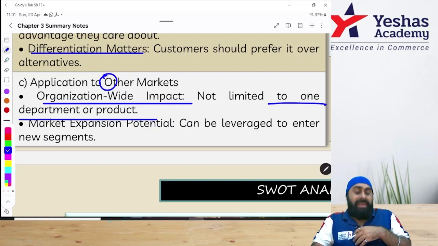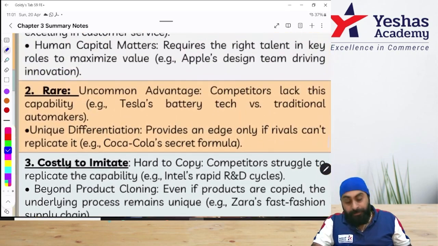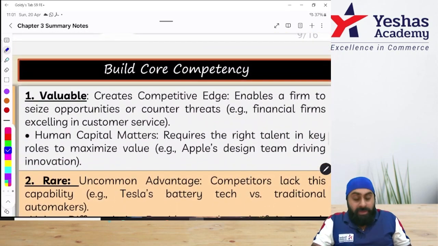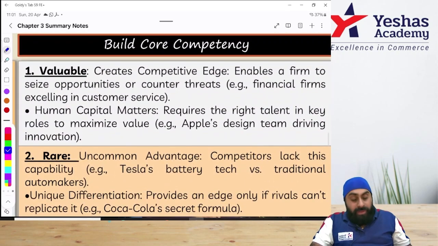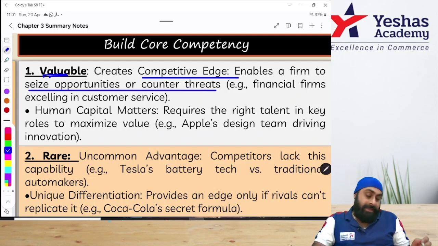It is impacting everybody. It impacts every department. And the market has expansion potential; yes, you can leverage it to enter a new market segment also. Now, moving on to building core competencies. How can you build more core competencies? By being valuable, creating a competitive edge, which will seize opportunities and counter threats.